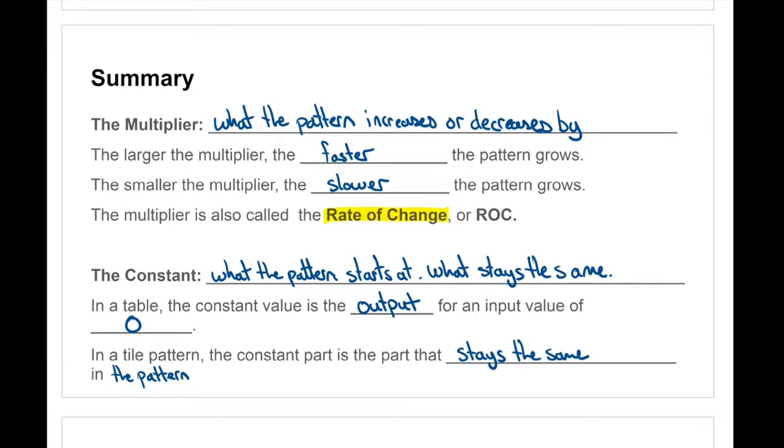So it's the part that stays the same. We kind of mentioned that before. Those are the two key parts of any rule that we come up with. When we're looking at these types of patterns or relationships or rules, we're generally going to have a multiplier and a constant.